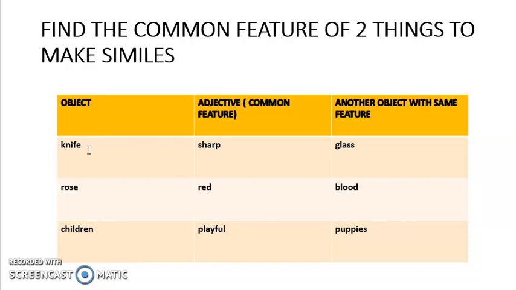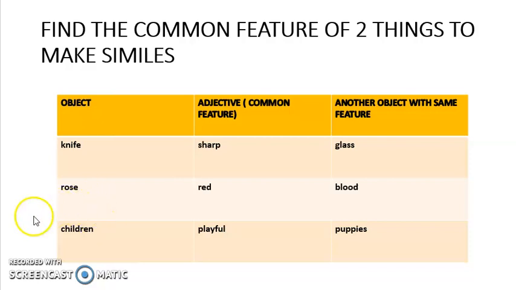How? I have taken two objects and remember they need to have the same quality. Now in my second one, I've used a color. For example, I've taken the word rose. Now we know that roses are red. Another object that is red, I've chosen the object blood. So I will say this rose is as red as blood.